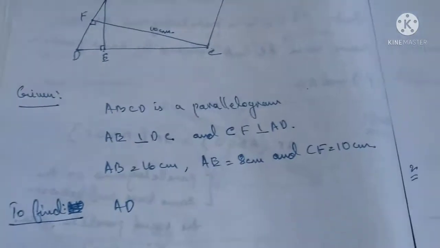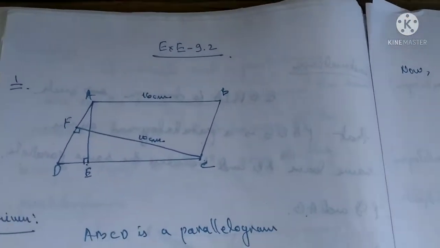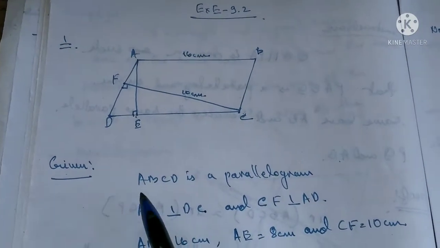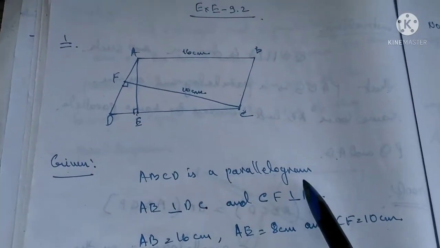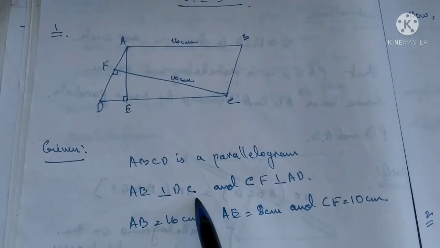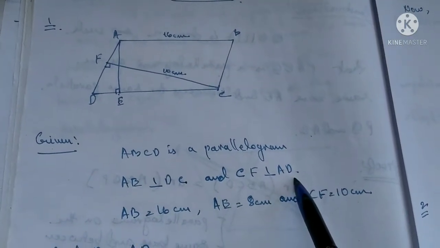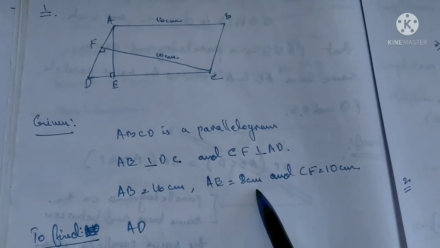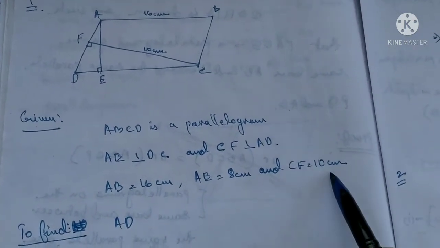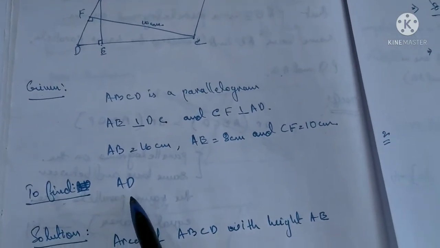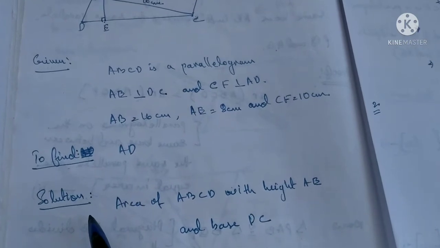First of all, this is your exercise 9.2. In here, first of all I will write given: ABCD is a parallelogram, AE is perpendicular to DC, CF is perpendicular to AD, AB is equal to 16 centimeter, AE is equal to 8 centimeter, CF is equal to 10 centimeter. I have to find AD here. So now I will do the solution.